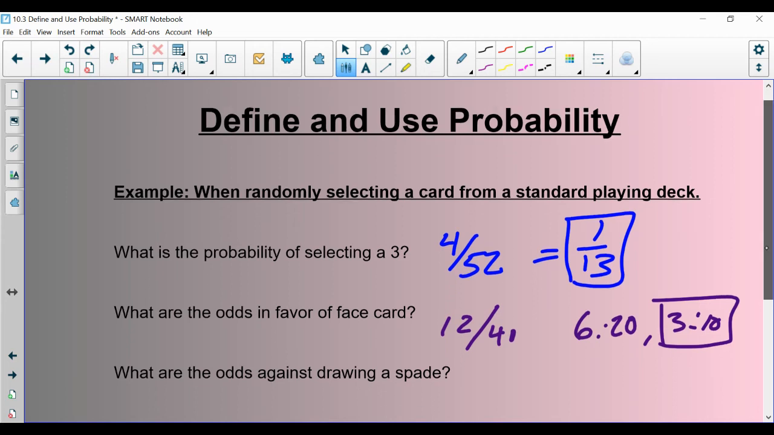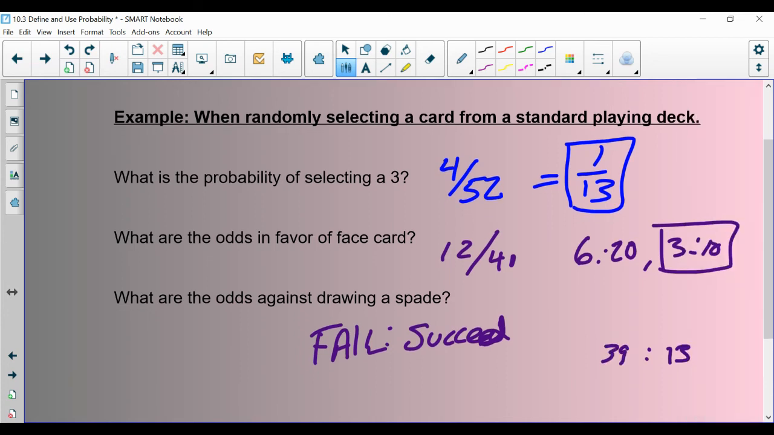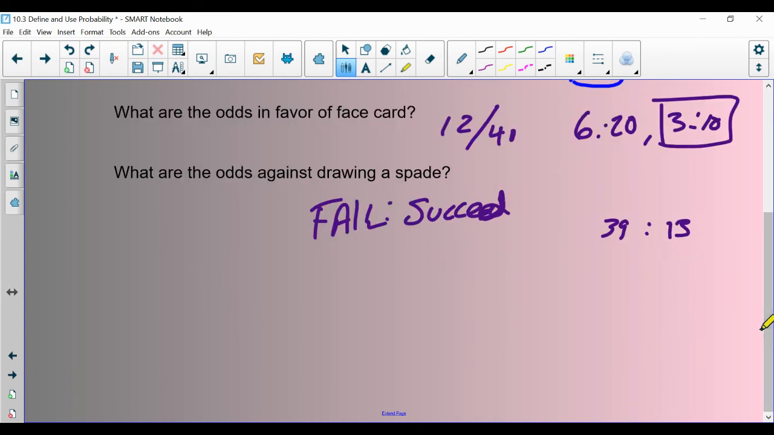And then lastly, what are the odds against drawing a spade? How many ways are there to fail when I'm drawing a spade? And then how many ways are there to succeed when drawing a spade? So 13 of them are spades. And I know there are 52 cards, and 13 of them are spades. That means that there are 39 not spades. Sorry, both of these numbers are multiples of 13, so I can reduce them to 3 to 1. That's the odds against drawing a spade.